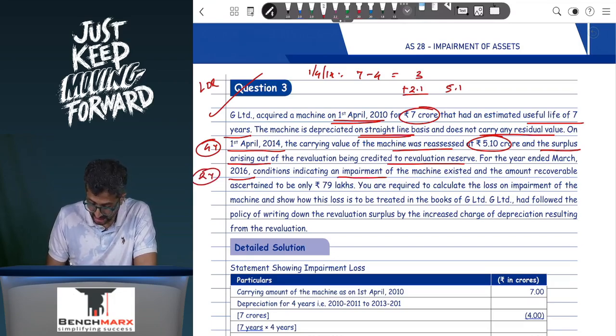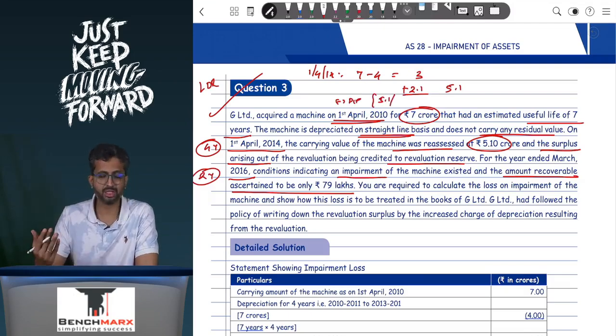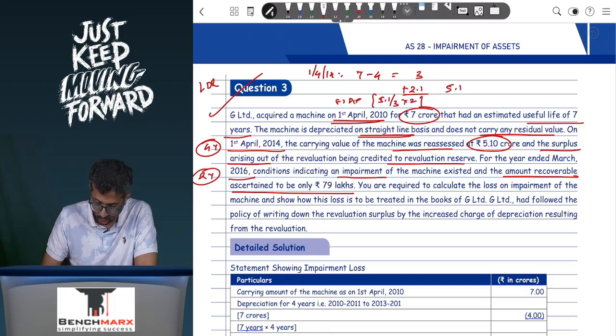Conditions indicating an impairment of the machine existed, and the recoverable amount is ascertained to be 79 lakhs. So over here there will be a depreciation for 2 years. How much will that be? Well, 5.1. Out of the 7 years, 4 years were done, 3 years were remaining. So 5.1 divided by 3 into 2, that is around 3.4. And as a result, in your ledger, you will see 1.7 still appearing in your books.